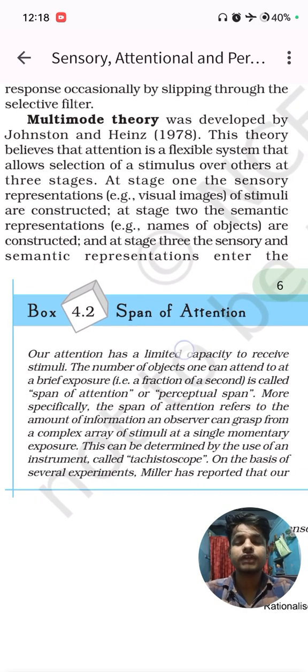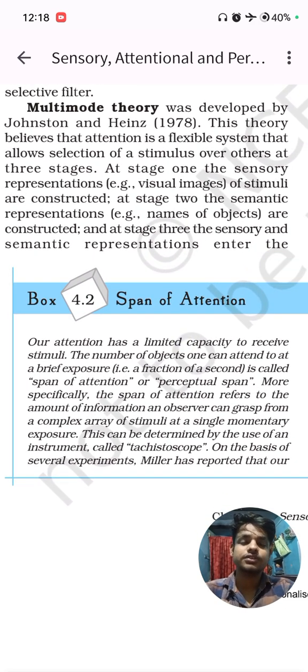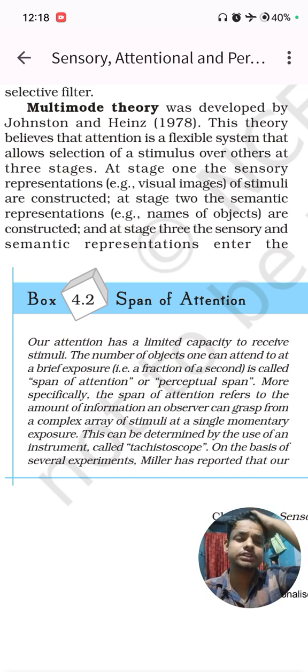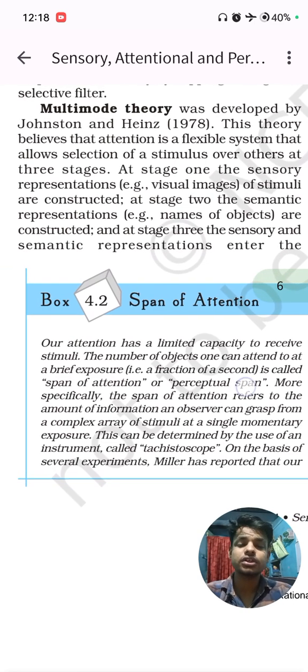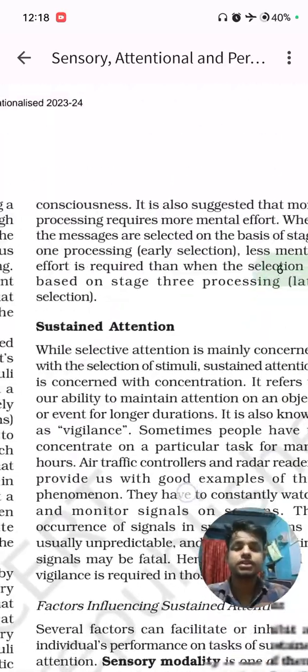Multimode theory was developed by Johnston and Heinz in 1978. The theory holds that attention is a flexible system that allows selection of one stimulus over another at three stages. At stage one, sensory representations, for example visual images of a stimulus, are constructed. At stage two, semantic representations, for example names of objects, are constructed. And at stage three, the sensory and semantic representations enter consciousness.